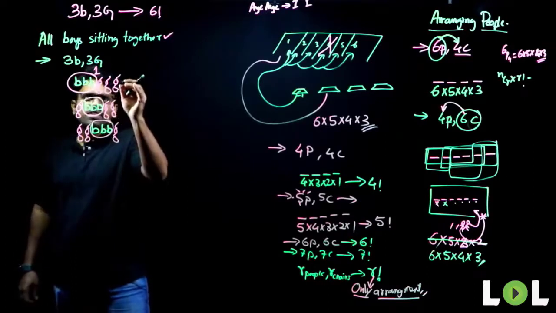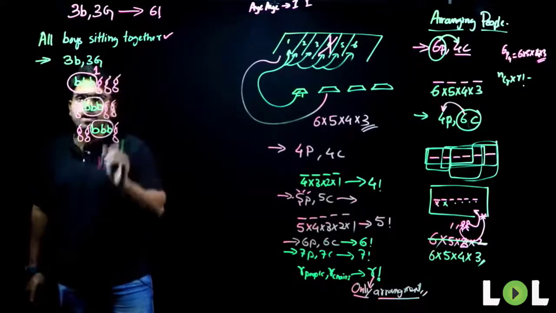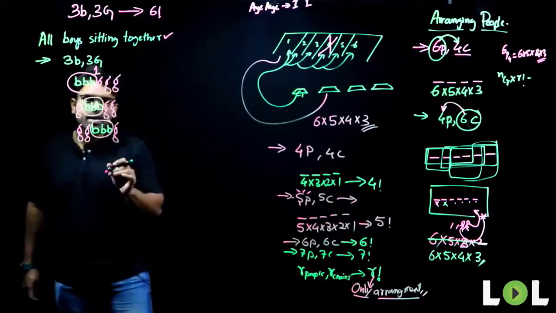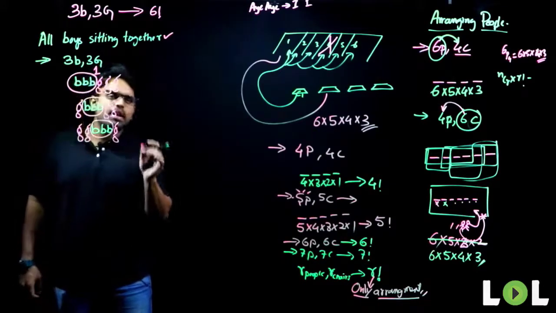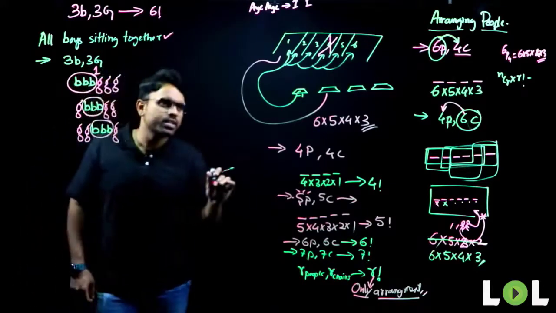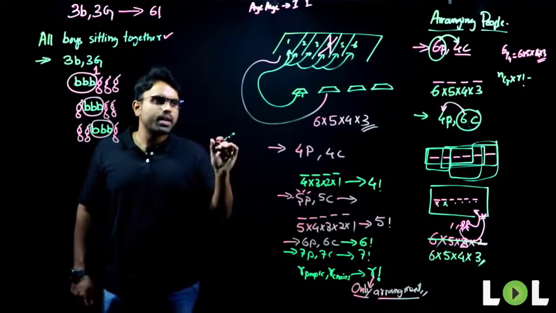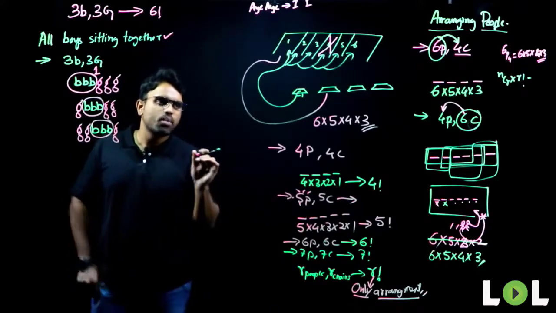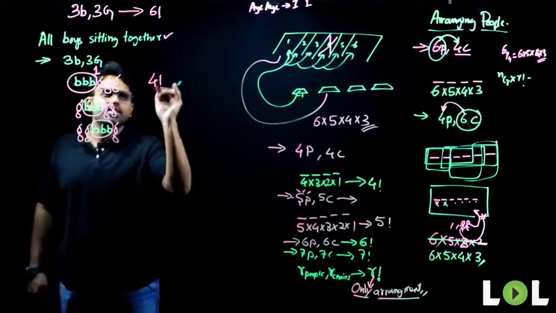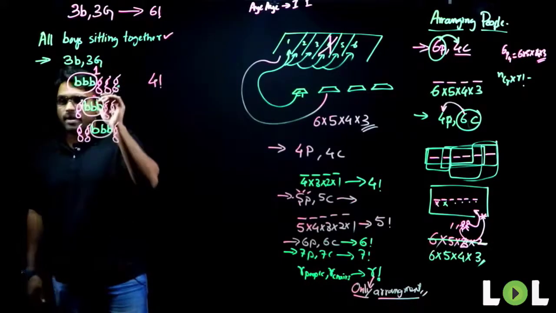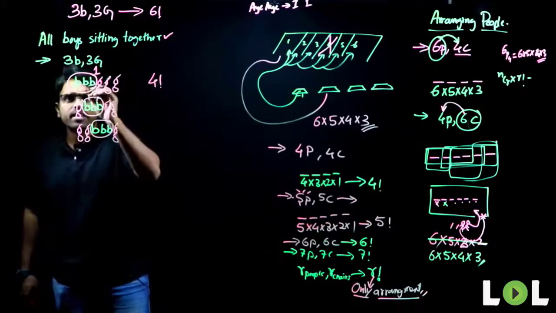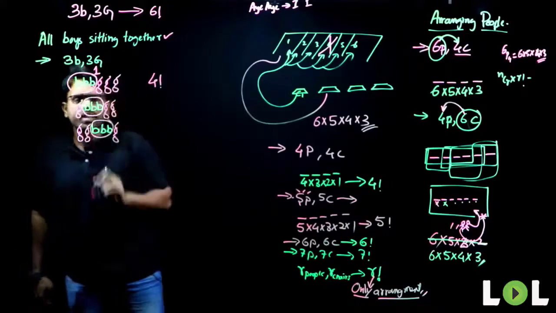Now, together we have 3 girls and 1 pack or 1 unit. How many are there? 4 are there. In how many different ways can 4 people be arranged? Yes, very good. They can be arranged in 4 factorial ways. But is it the end? No. Why? This can be boy 1, this can be boy 2, and this can be boy 3.